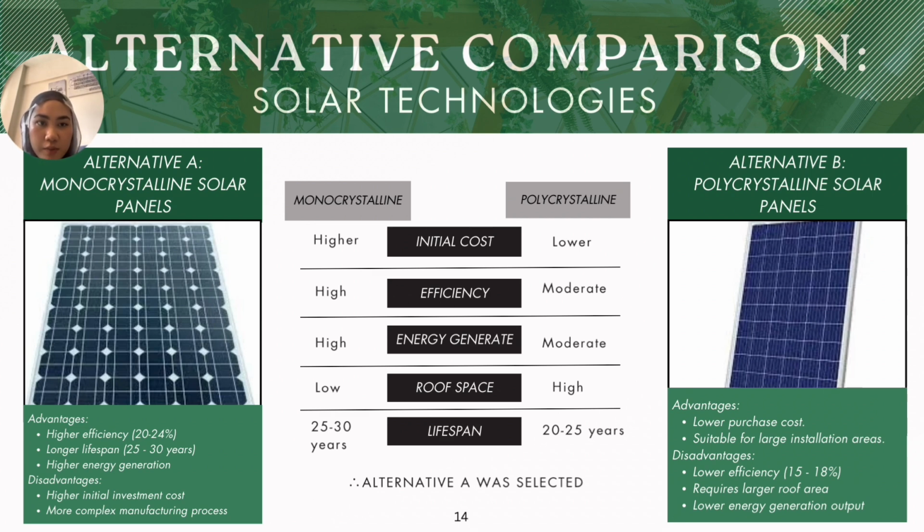Okay, alternative B, which is the polycrystalline solar panel, has lower purchase costs and is suitable for large installation areas. However, it offers lower efficiency and also requires a larger roof area. So after we compare both, alternative A was selected.